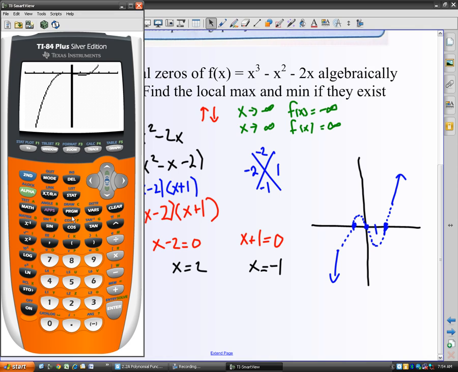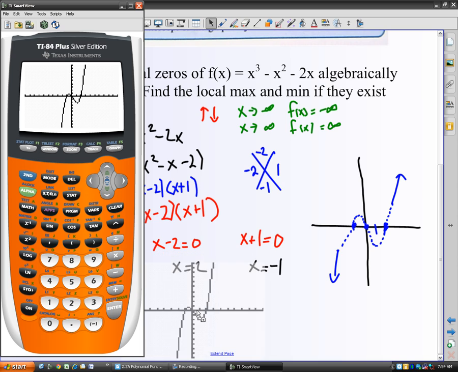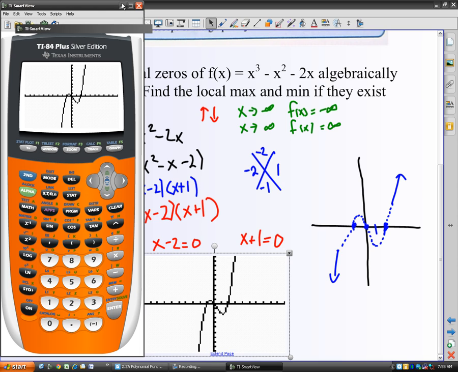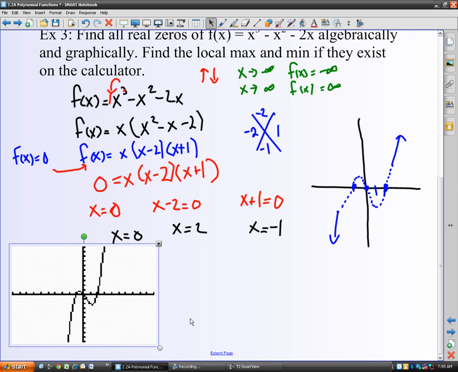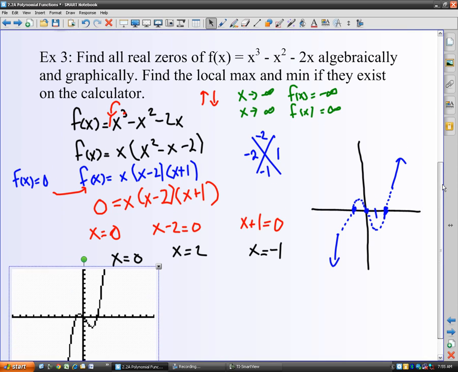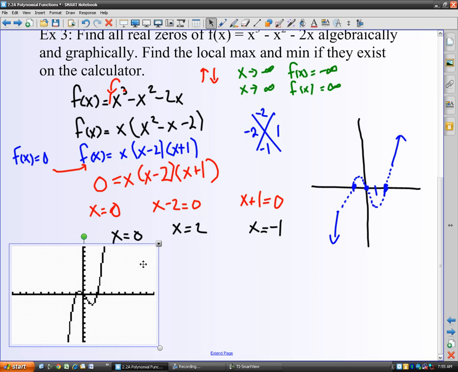I was supposed to find the local maximum and minimum, and I'll go back to that in just a second. But you can see that the graph I have here is pretty close to what I sketched, and I did that with just the end behaviors and my zeros. I know I'm a little off because of this part over there.